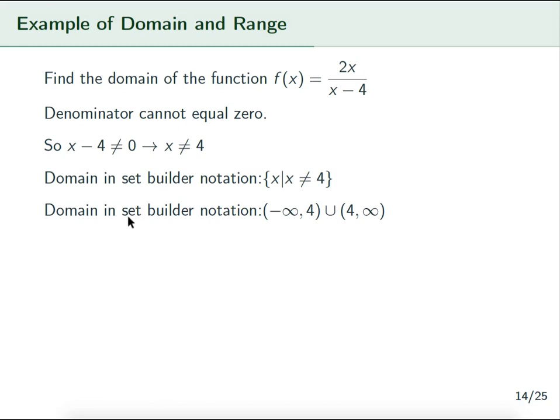So here, I meant to write interval notation. The domain in interval notation will be negative infinity to 4, union, so this means union. We're including two intervals as part of one domain of a function. Union 4 to infinity. The parenthesis means excluding 4. So all the numbers up to 4 excluding 4, and all the numbers from 4 excluding 4 to infinity. So we're only taking away positive 4 from all real numbers in this interval notation. So this is how we find the domain of a function given an equation.